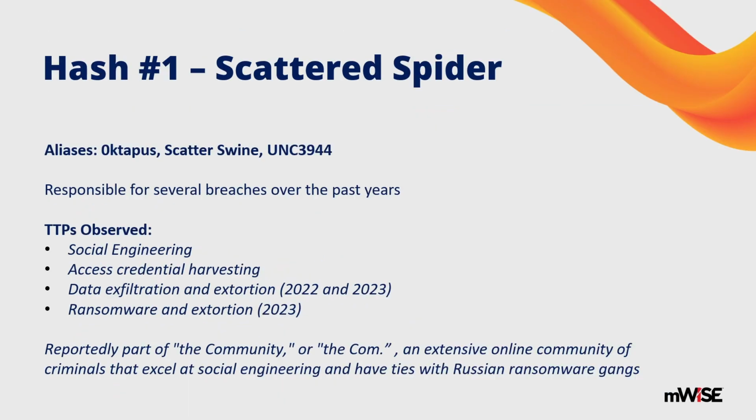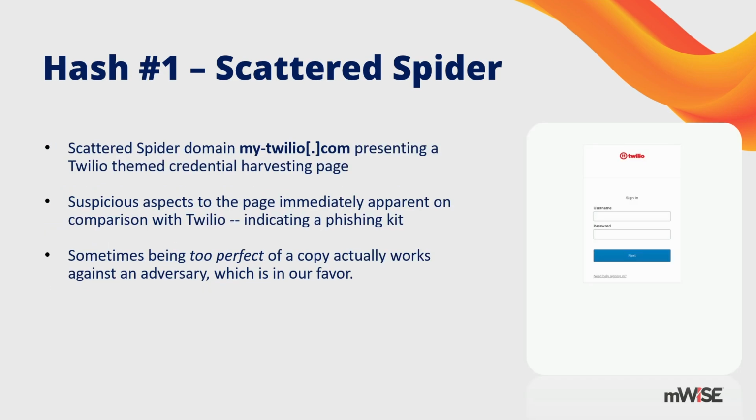So, first hash I have for you today is a hash that we're using to track Scattered Spider, a name that I'm sure several of you are already familiar with, so I won't bore you too much with the definition. They're responsible for numerous breaches over the past couple of years. There's a list of the different TTPs that we've observed. They're part of the community, or the COM, an extensive online community that excels at social engineering attacks. They've got ties with Russian ransomware gangs. All in all, bad actors.